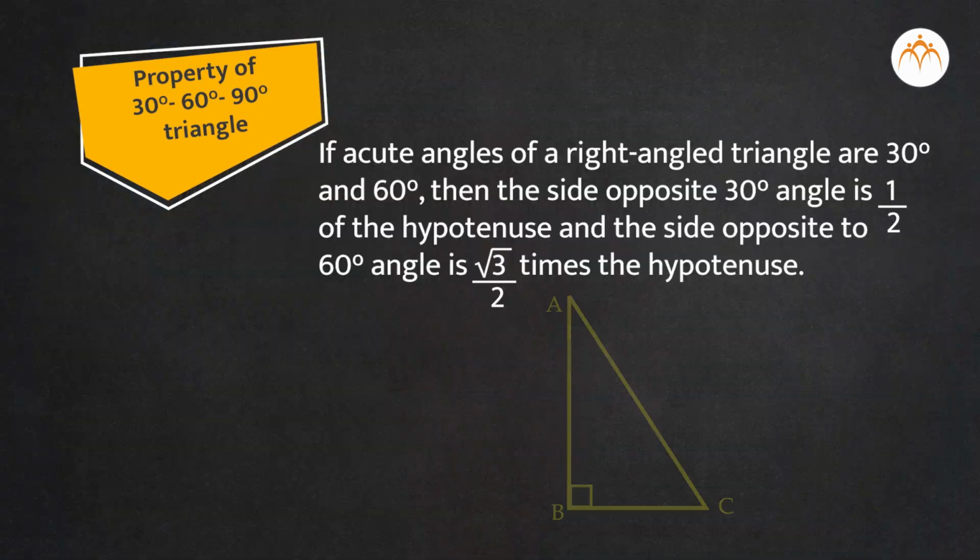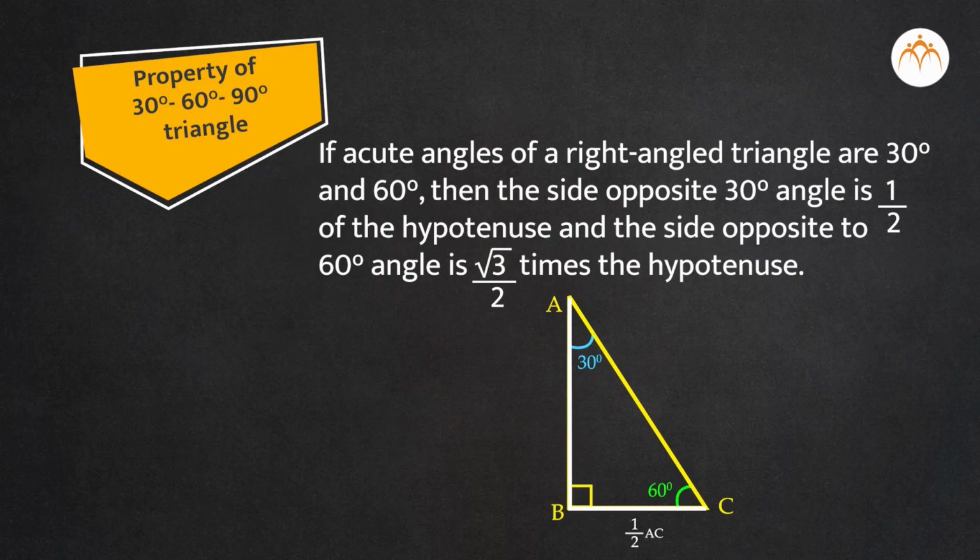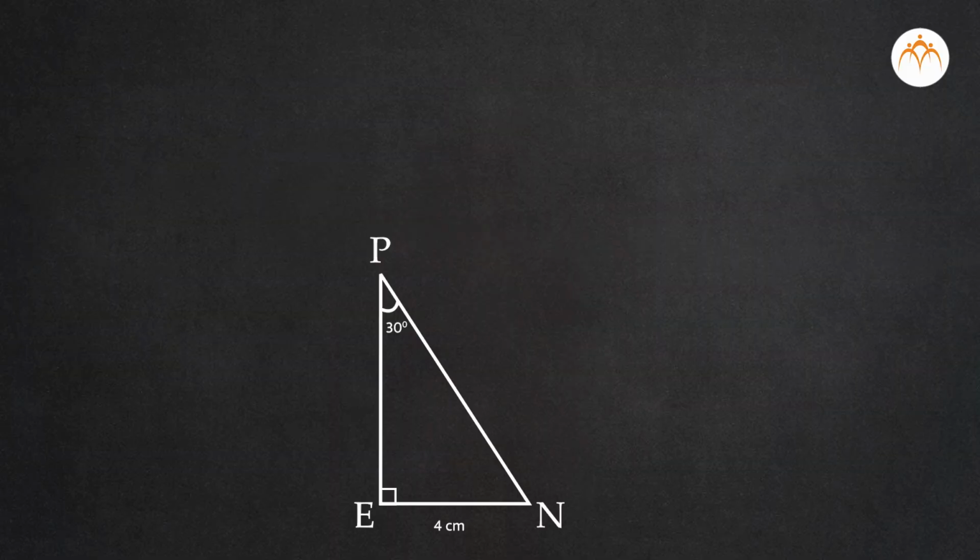Property of 30 degree, 60 degree, 90 degree triangle. If acute angles of a right angle triangle are 30 degree and 60 degree, then the side opposite 30 degree angle is half of the hypotenuse and the side opposite to 60 degree angle is square root 3 upon 2 times the hypotenuse. Understand? Now, let's study an example.